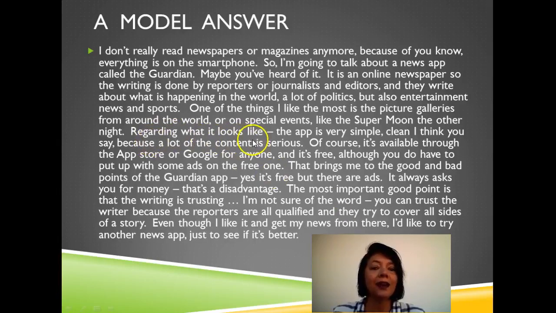Regarding what it looks like, remember, appearance. The app is very simple, clean, I think you say clean, because a lot of the content is serious. Of course, it's available through the App Store or Google for anyone, and it's free. Although you do have to put up with some ads on the free one. That brings me to the good and bad points of the Guardian app. Yes, it's free, but there are ads. It always asks you for money. That's a disadvantage.